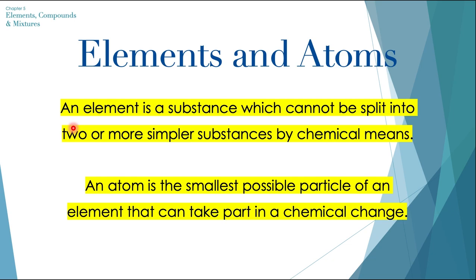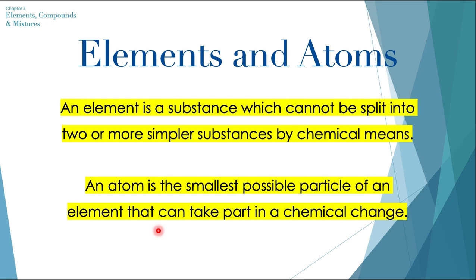Like we see the periodic table of elements. It has all the elements, and these elements are the substances which cannot be split into simpler substances. Okay, so it's very simple. Elements are made up of atoms. Atoms of a particular element are identical to each other but different from all other elements. They're completely unique. So every element is different from another element. So an atom is the smallest possible particle of an element that can take part in a chemical change. It is the smallest possible particle of an element.